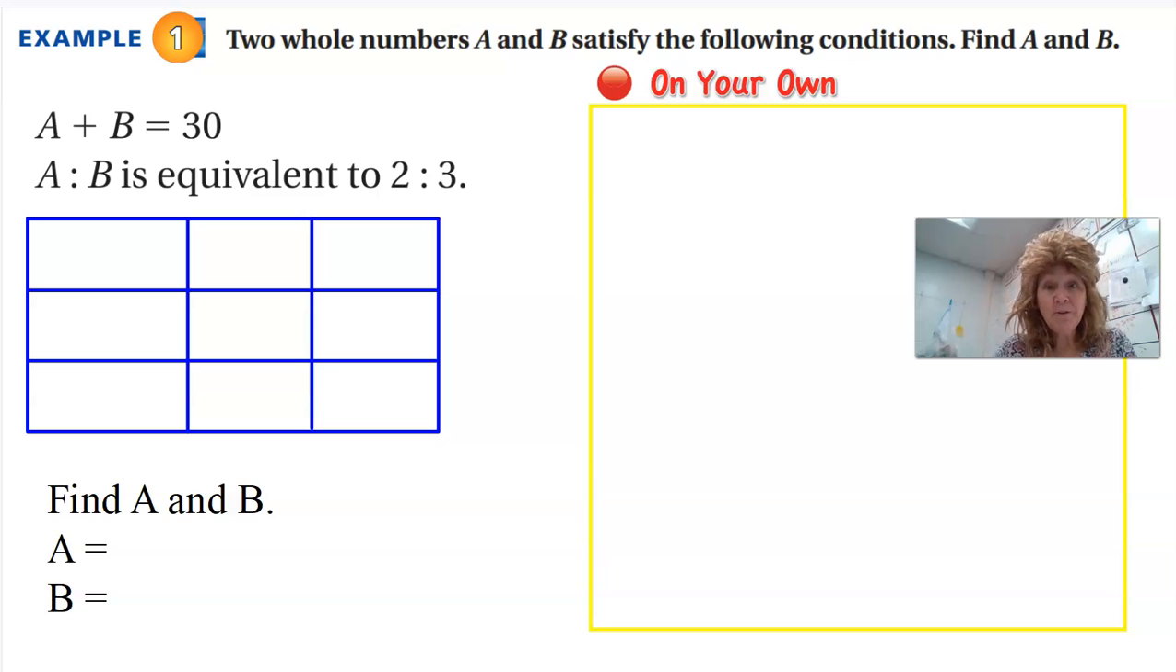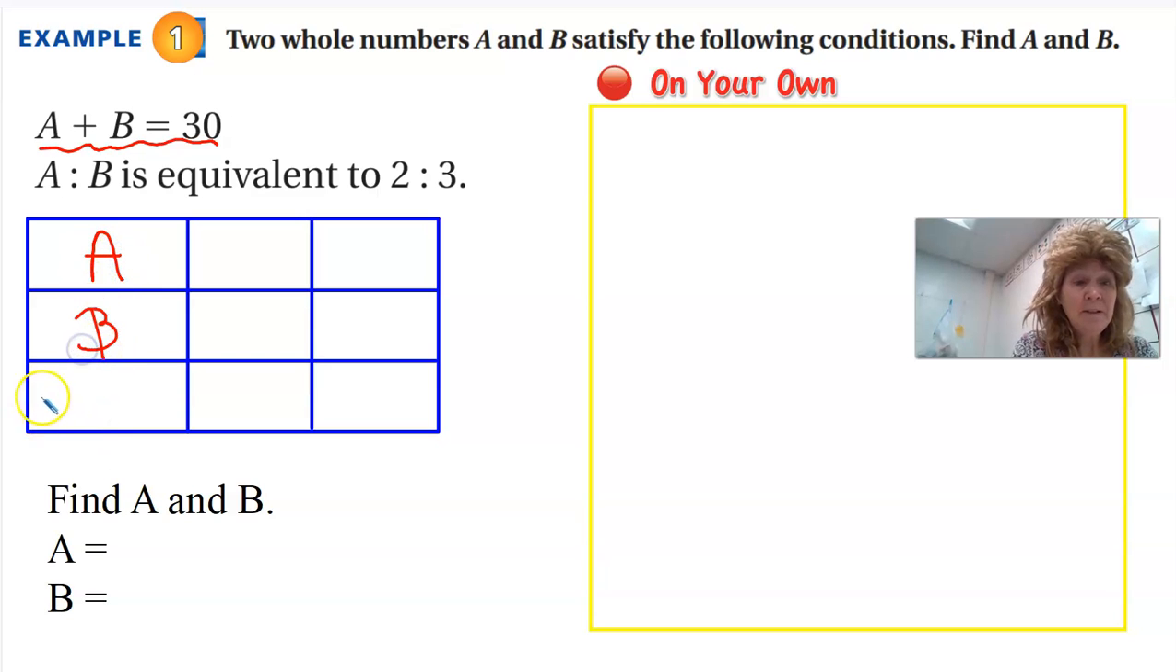There's 2 whole numbers that satisfy the following conditions. You have to look at it like looking at clues, right? So it says, if I take A plus B, it adds up to 30. So what I want to do is take A plus B, and this is going to be my total. So if I take those 2 numbers, they add up to 30. So here's what I know.